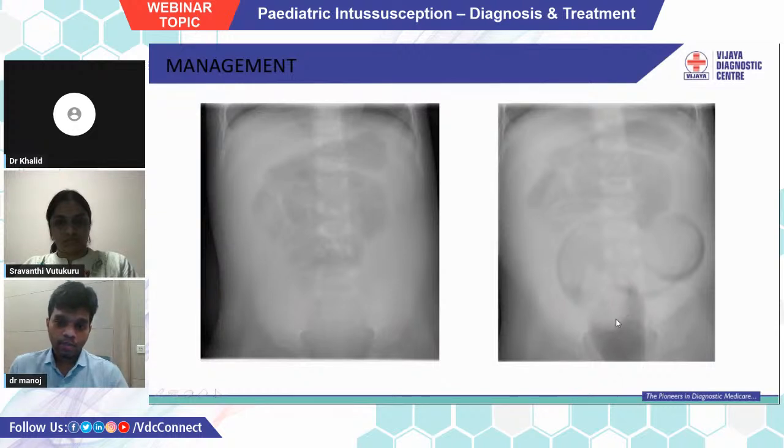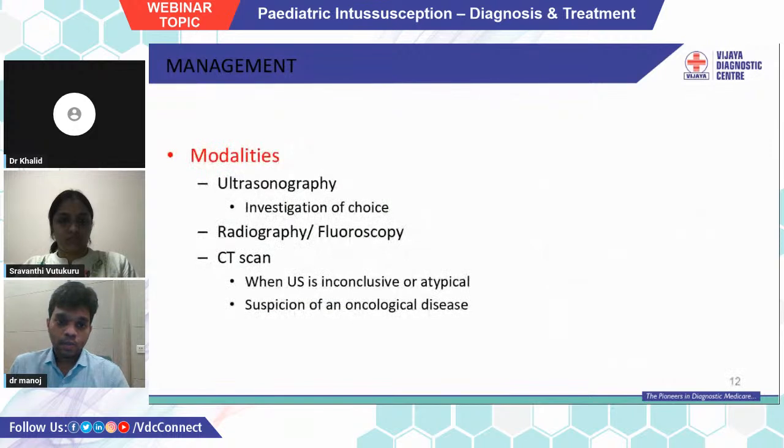So we were not able to reduce this intussusception, and it probably went up to somewhere in the proximal portion of the left colon, and this patient had to undergo surgery with bowel dissection, and that is why early diagnosis is very important.